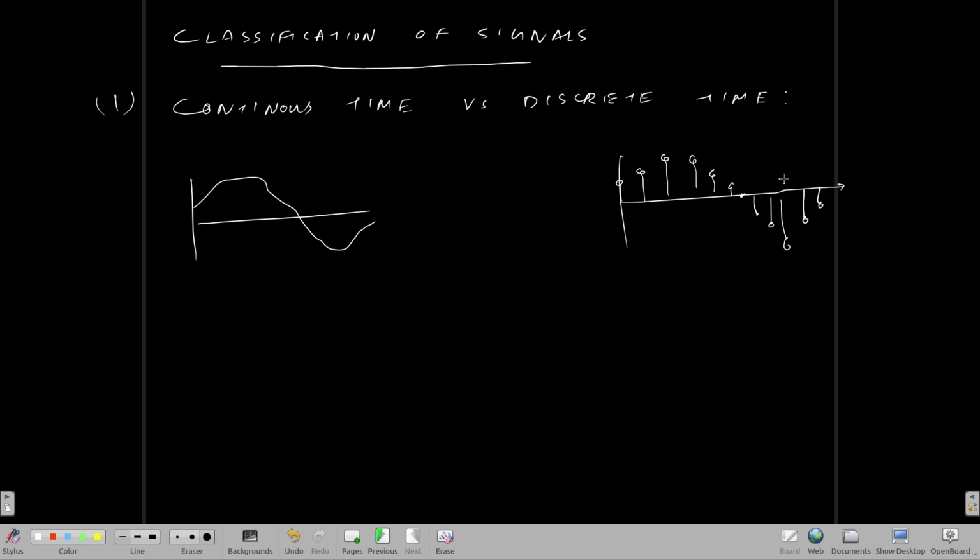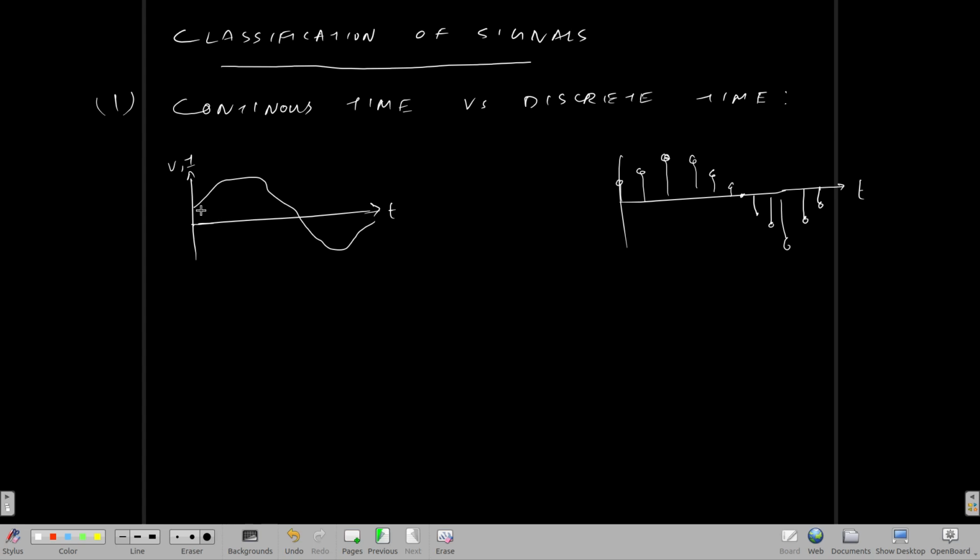Okay, so this is the continuous time signal and this is the discrete time signal. So what is happening here? Continuous time means, okay, both are time axes. Continuous time means for the time that we are considering the signal, there is a value for voltage and current. For any point of time you are considering, there will be some sort of voltage or current value.